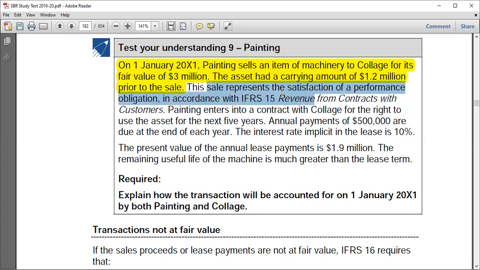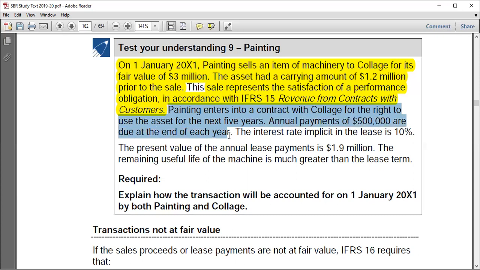That means the transaction is a sale, right? Because if it's not a sale, we do not recognize a lease. Painting enters into a contract with College for the right to use the asset for the next 5 years. So Painting sold, but also they want to lease that asset back. So, sale and leaseback. Annual payments of $500,000 are due at the end of each year.